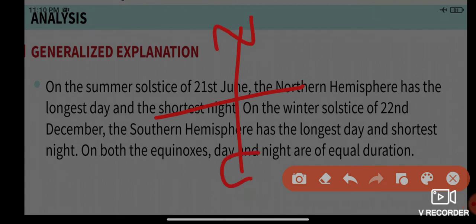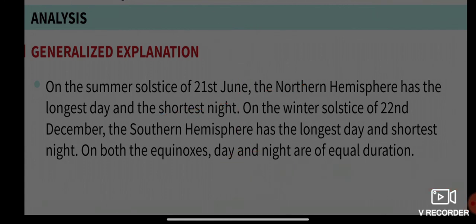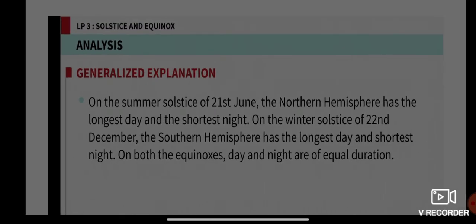North and south. So on the summer solstice of 21st June, the northern hemisphere has the longest day and the shortest night. On the winter solstice of 22nd December, the southern hemisphere has the longest day and shortest night. On both equinoxes, day and night are of equal duration.